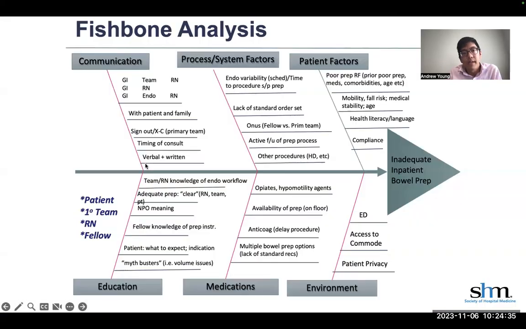I don't have it here, but in lean, these categories are usually, I think they call it the 5 M's. So machine, so that would be the equivalent of environment or materials. So machine, materials, man, methods, so that's like the process, and then there's another one, but I like using people, patients.